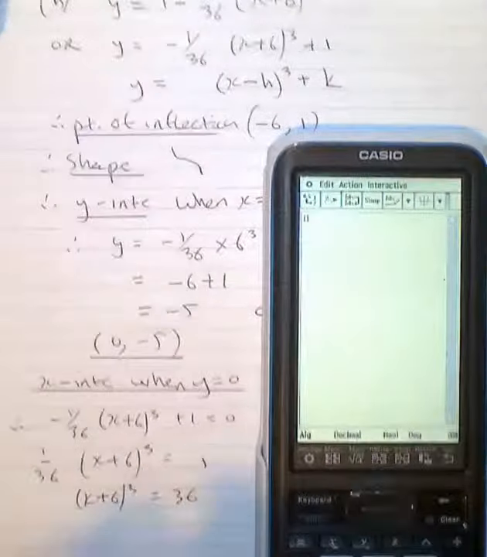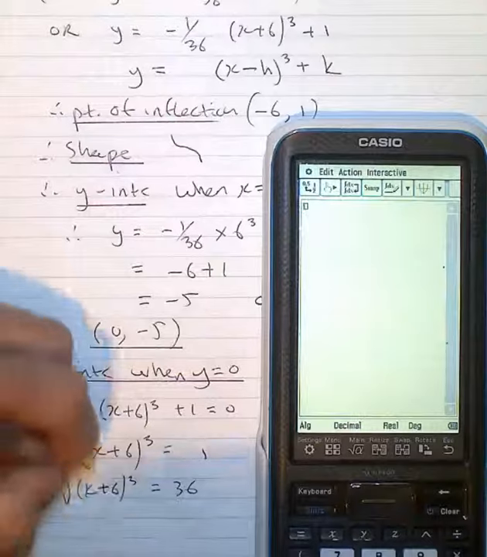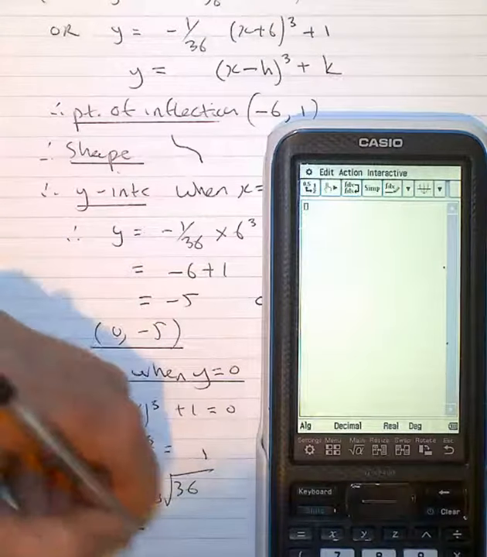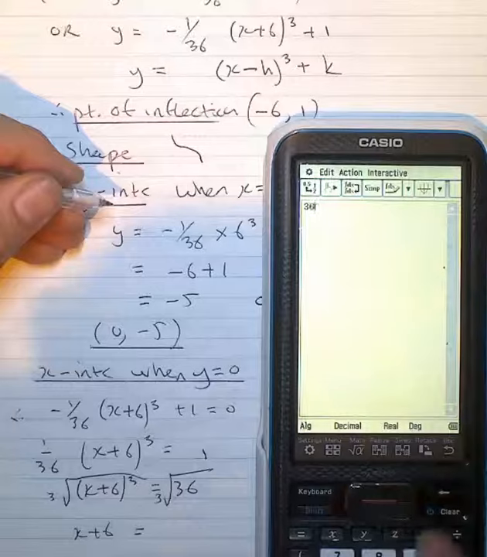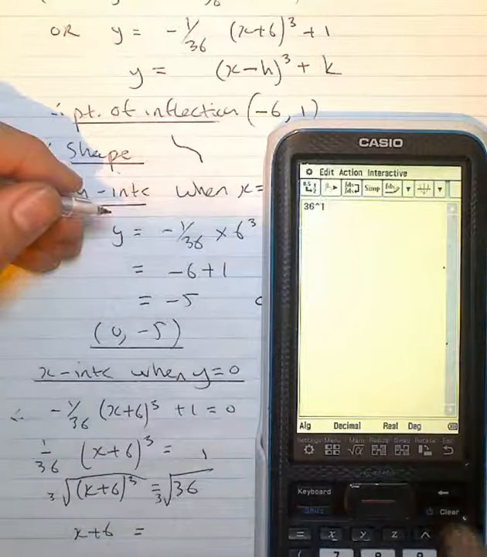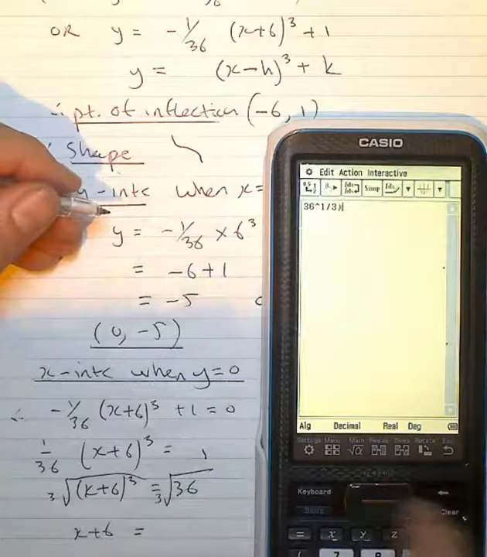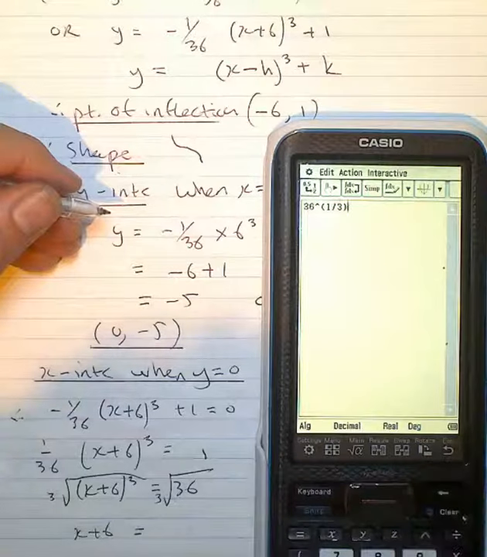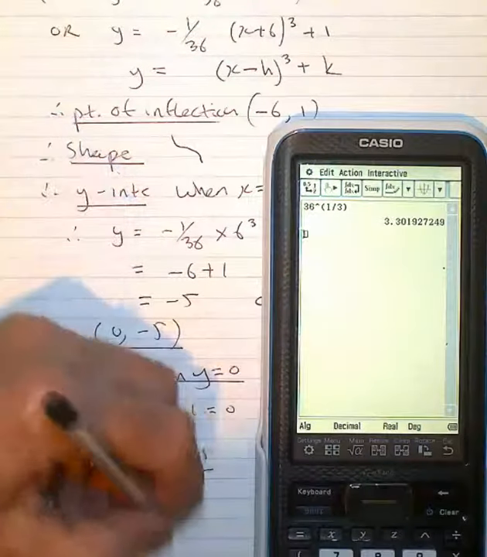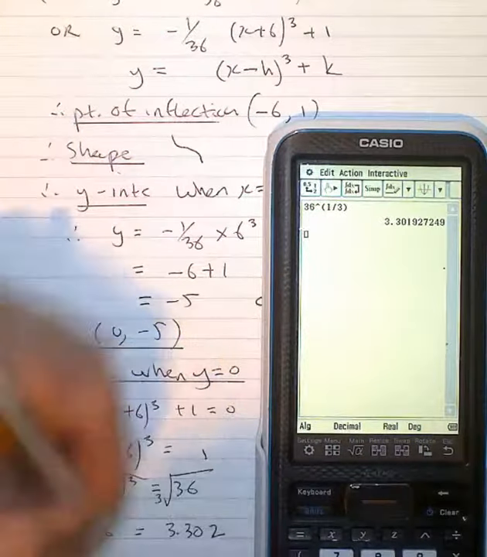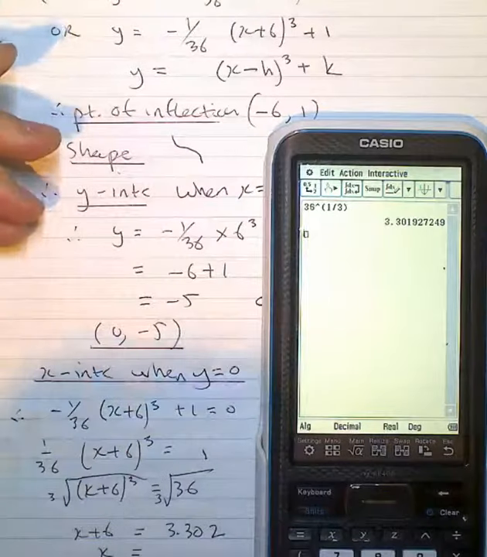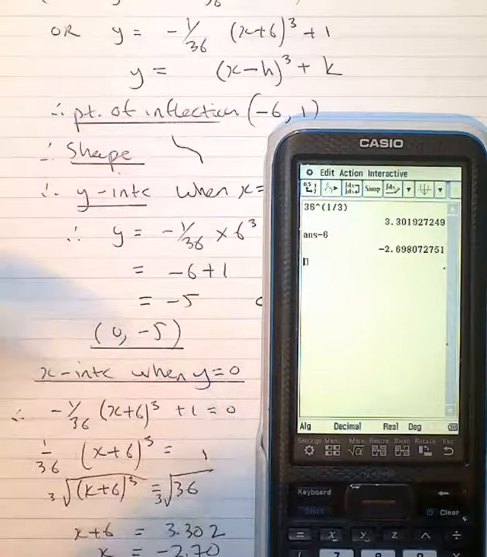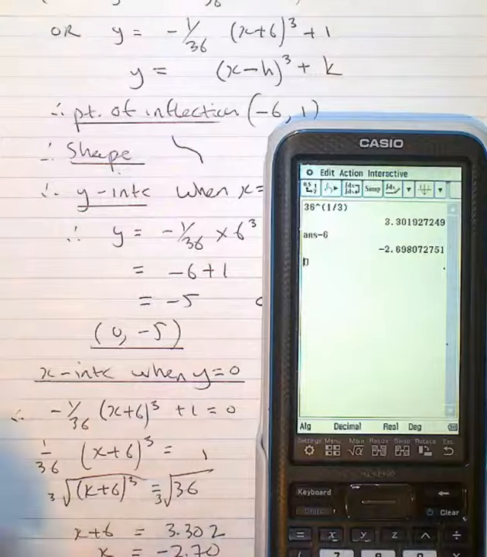What I've now got to do is take the cubic root of both sides. So it becomes x plus 6 is equal to, I'm just going to raise 36 to the power of 1/3 on my calculator. There's a template if you wish, and that's 3.302. End up with x equal to -2.70 to 2 decimal places.